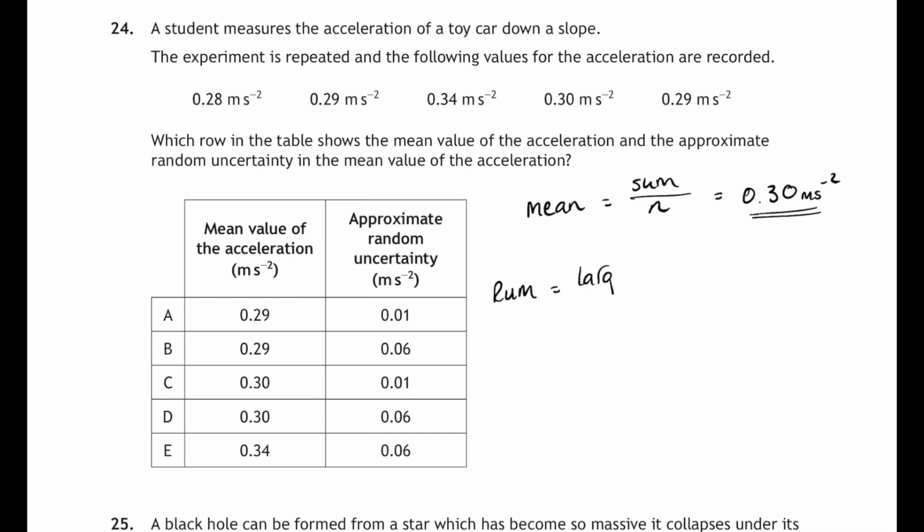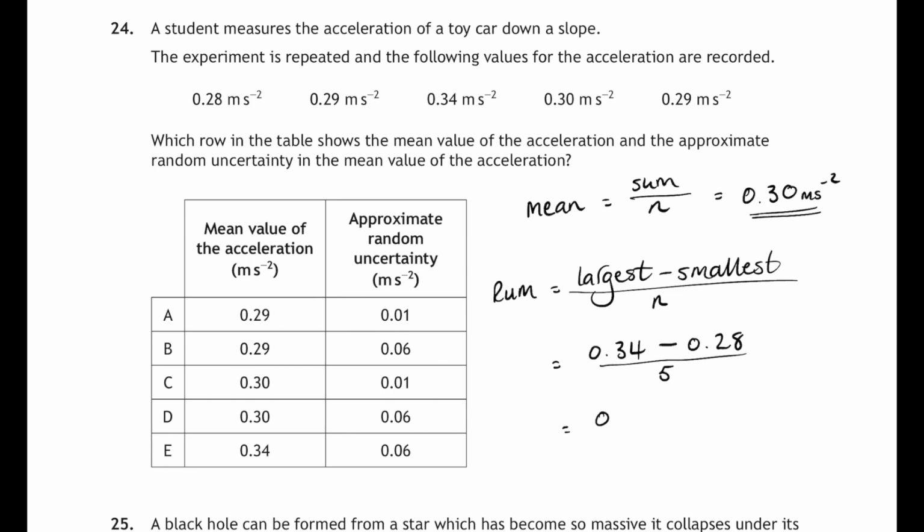And the random uncertainty in the mean is the biggest minus the smallest divided by the number of readings. That's 0.34 minus 0.28 divided by 5. That gives you 0.06 divided by 5. And then make sure you round this to the correct number of decimal places. It gives you 0.01 meters per second squared. So the mean 0.30, random uncertainty in the mean 0.01 corresponds to answer C, 24C.